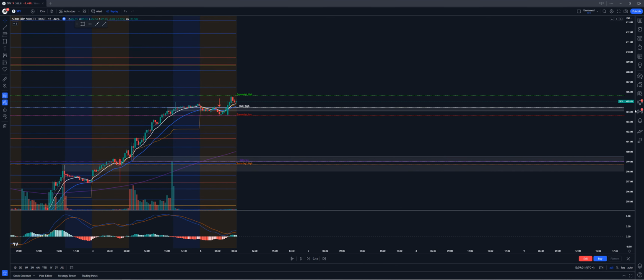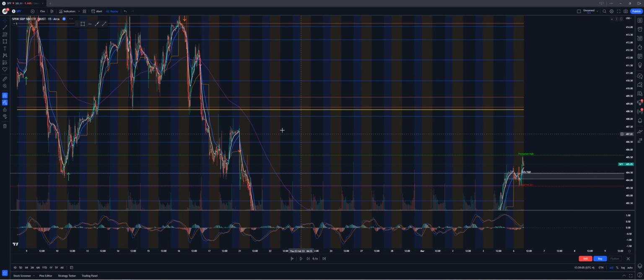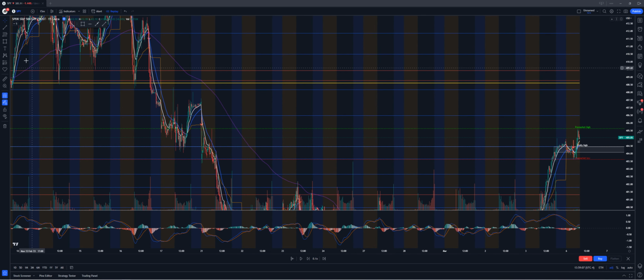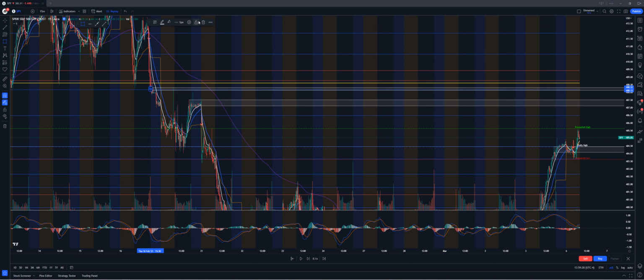The zones are important. I would typically do overhead zones as well, so we can see that we have some areas where we can draw overhead zones. This was the high of day. We can go to the next candle, and that should honestly cover us. That's pretty good. Just to be safe, we can grab one more zone. It's a small zone right there.